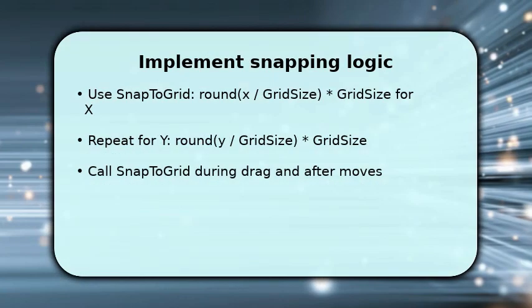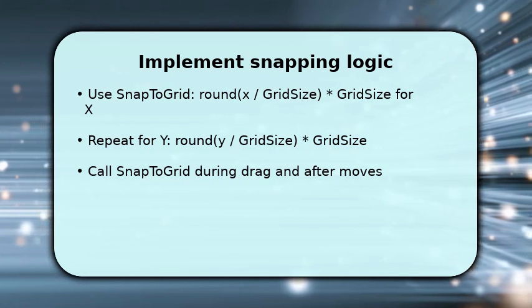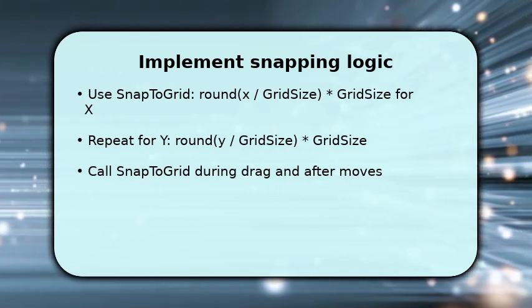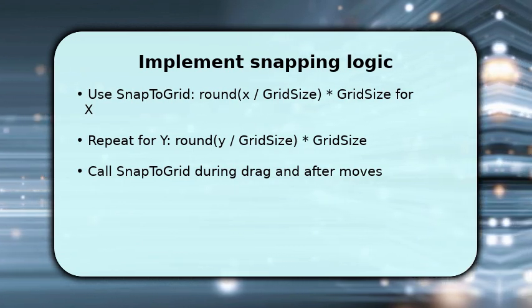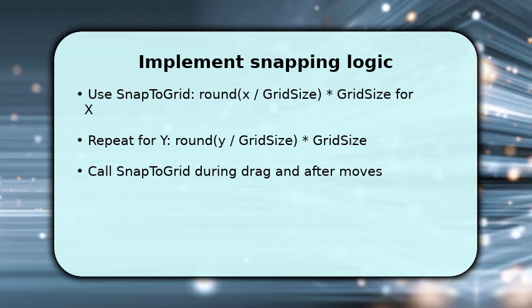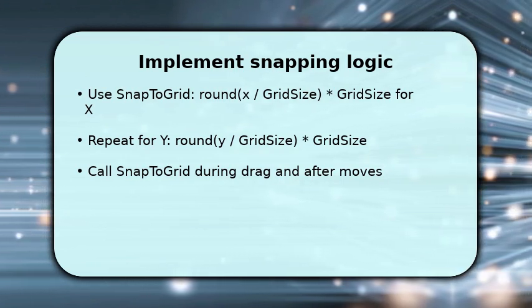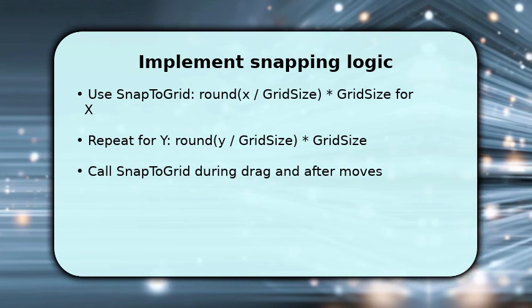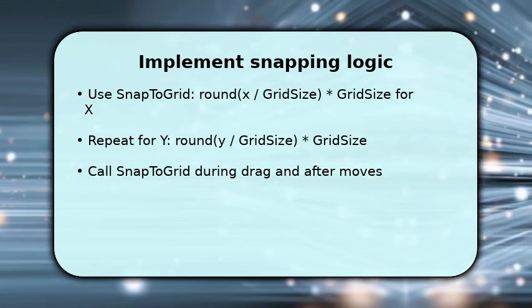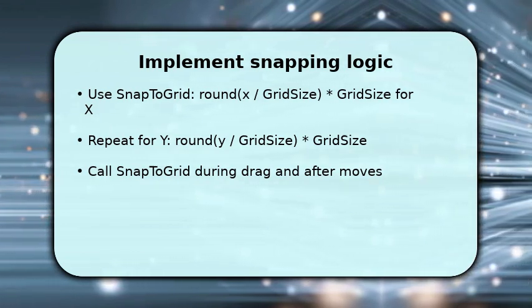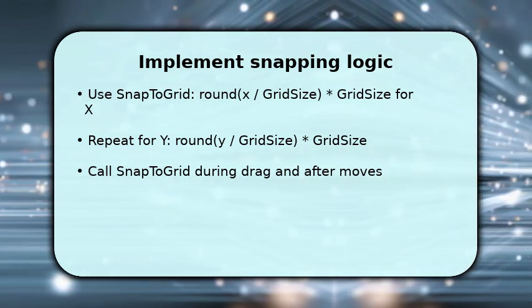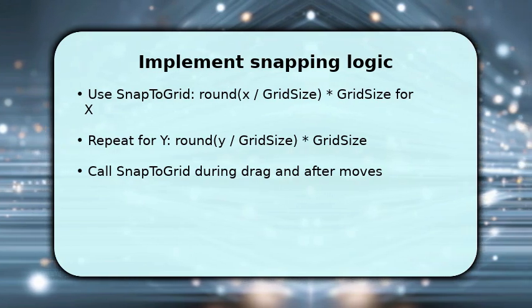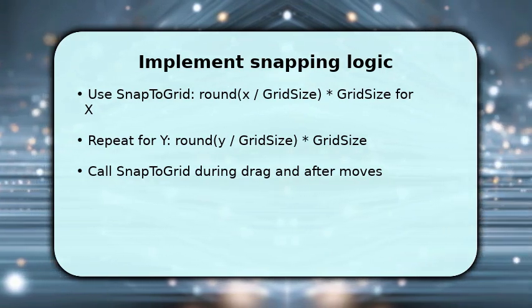Now implement the core formula. Inside snap to grid, set grid X to round(X / grid size) * grid size, and grid Y likewise for Y. You will update the sprite position to grid X and grid Y whenever dragging ends or while dragging to show live snapping. Use a fast loop with small waits to keep the UI responsive and ensure your round logic handles negative coordinates correctly. Once you have this block working, you can apply it to many sprites without rewriting.